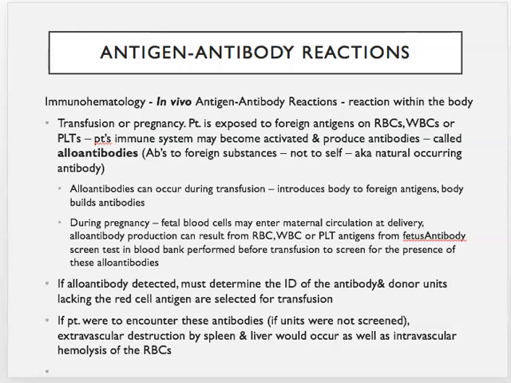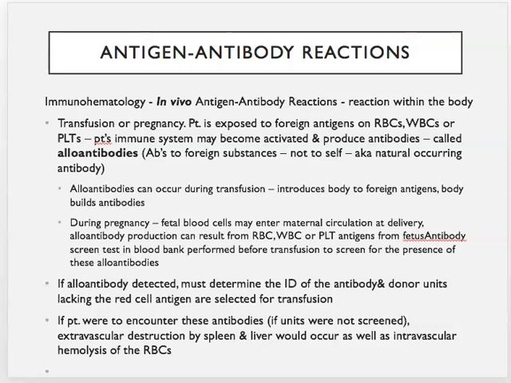Okay, immunohematology, you've got in vivo antigen antibody reactions. So that means a reaction within the body. This can happen in transfusion or pregnancy. So the patient is exposed to foreign antigens on red cells, white cells, or platelets. So the patient's immune system can become activated. It'll start to produce antibodies to those foreign antigens that they've been exposed to through either transfusion or pregnancy.